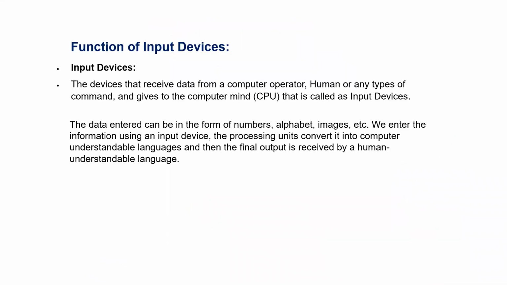So here we'll see the function of an input device. The input device retrieves the data or any types of commands from the computer operator, a human, and gives them to the computer mind. That computer mind is nothing but the central processing unit. The data entered can be in the form of numbers, alphabets, or images. We enter the information using an input device. The processing unit converts it into computer understandable language, and then the final output is received by human beings in their understandable language.